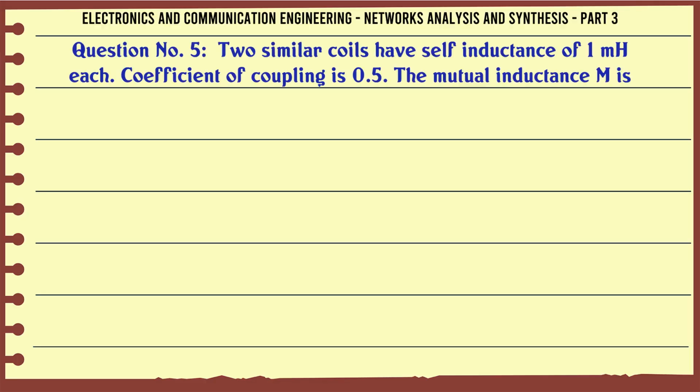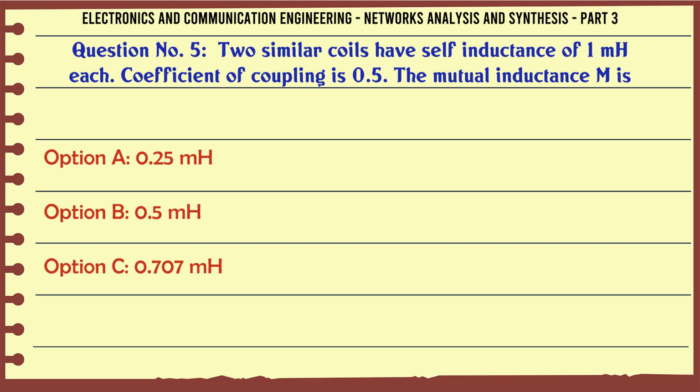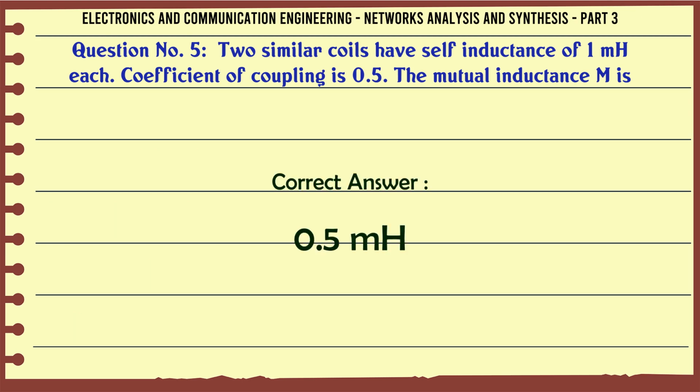Two similar coils have self-inductance of 1 mH each. Coefficient of coupling is 0.5. The mutual inductance M is A 0.25 mH, B 0.5 mH, C 0.707 mH, D 1 mH. The correct answer is 0.5 mH.